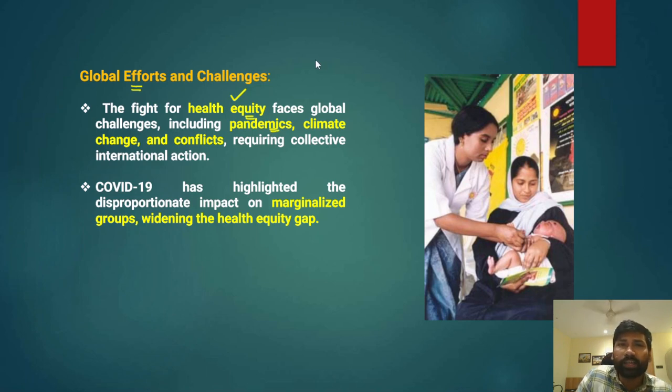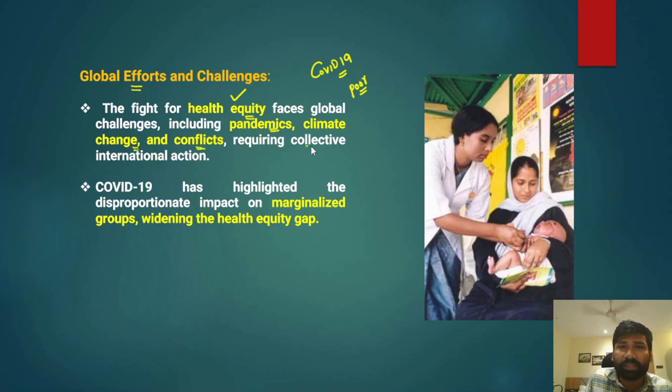Now, if you look at the COVID-19 pandemic, the healthcare infrastructure faced a lot of stress. Poor people very often did not have access to even beds and proper care. And after that, climate change and conflicts have also been posing more challenges.